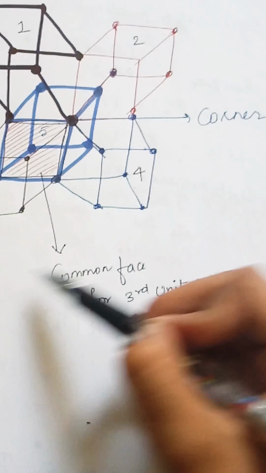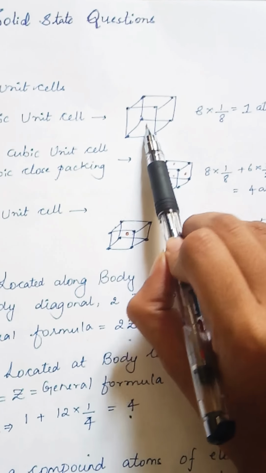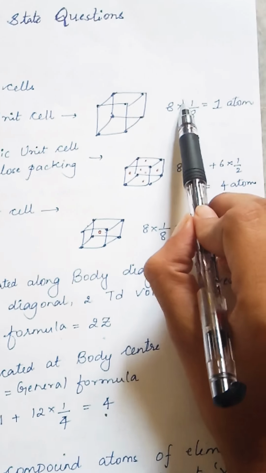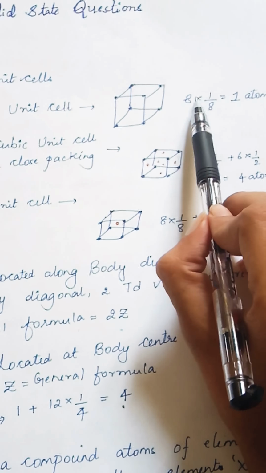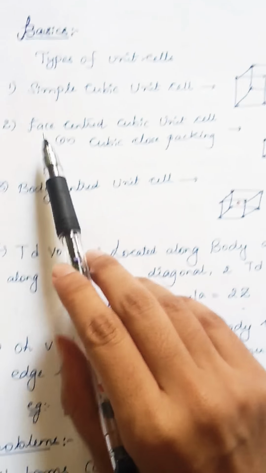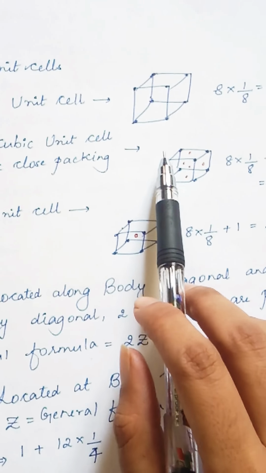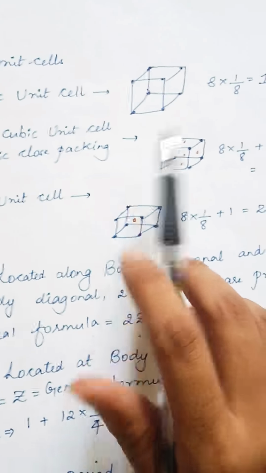So the contribution is: there are 8 corners present in a simple cubic unit cell. Each corner is shared by another 8 unit cells which are attached to it. So 8 into 1 by 8 will be equal to 1 atom. Face-centered cubic unit cell: in this, the atoms are present at the corners as well as at the center of each face. So there are total 6 faces, as we all know.